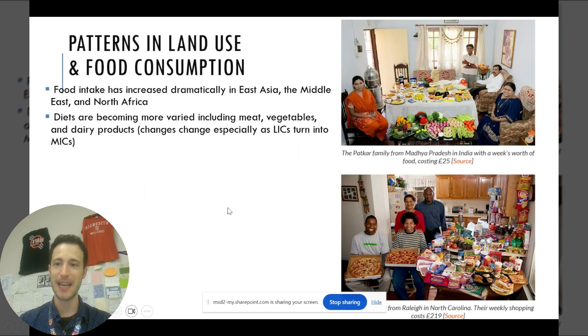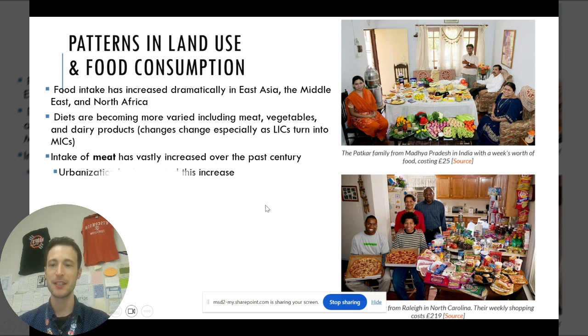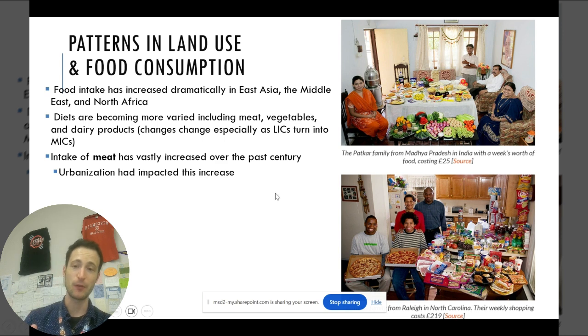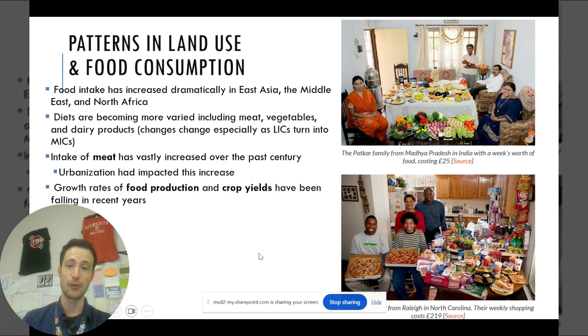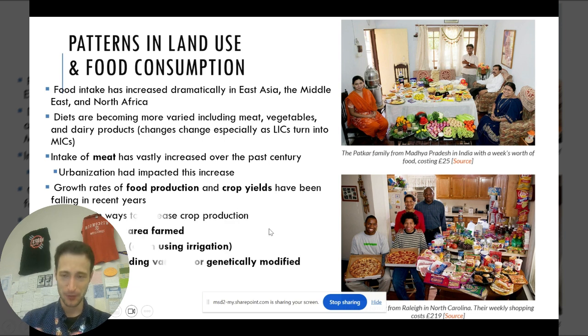Patterns in food intake. One big thing is the intake of meat has vastly increased over the past century. Several reasons for this: urbanization, people moving to cities, going to restaurants. Growth rates of food production and crop yields have been falling in general. It's led to more meat being used, more land going towards meat. There's different ways to expand crop production: expanding the area, multi-cropping, often using irrigation, which means using the same location for multiple crops, and then using any type of technology or high yield varieties or GMOs.